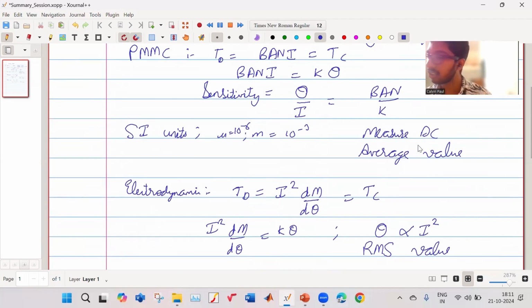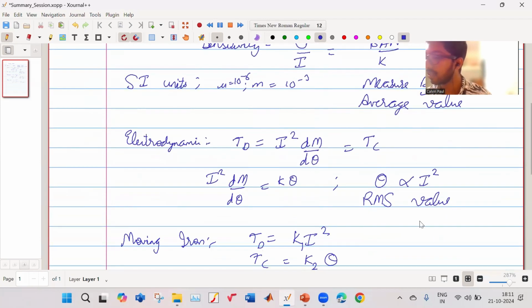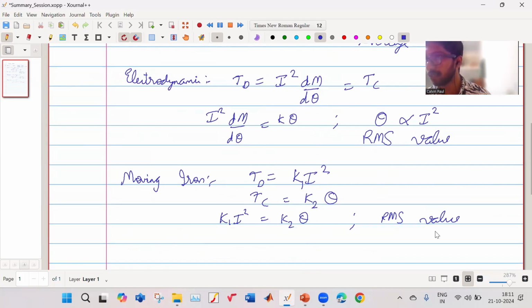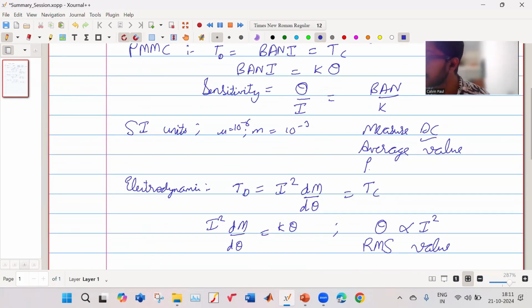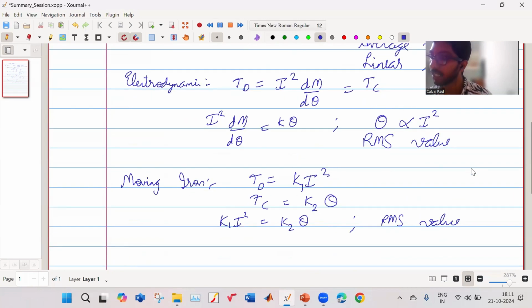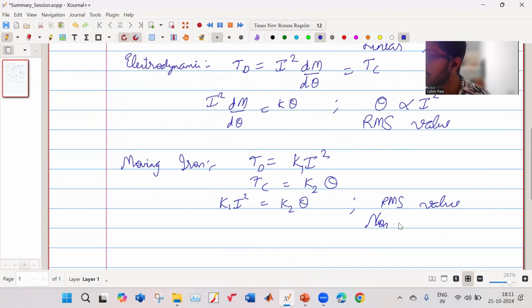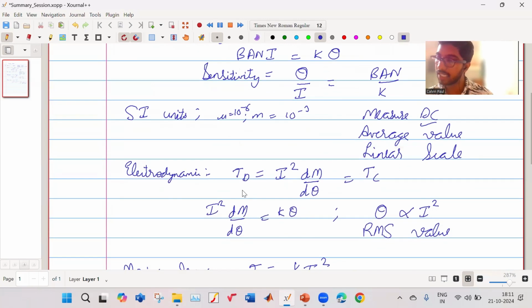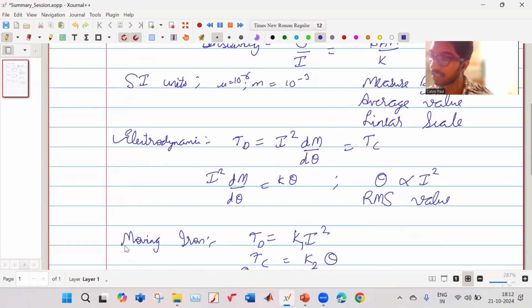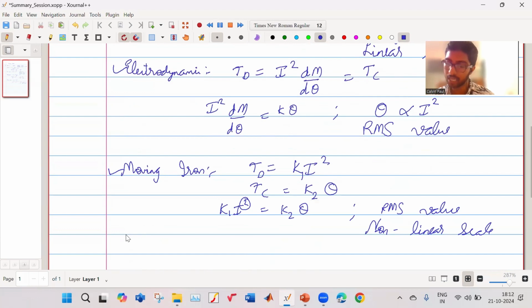So PMMC is used to measure DC, and electrodynamic and moving iron measure the RMS value. Another thing is that PMMC gives a linear scale, while electrodynamic and moving iron give you a non-linear scale, because of the square term which is present. So these instruments, PMMC, electrodynamic, and moving iron, are mostly used to measure currents. Primarily, they measure the current flowing into the instrument.